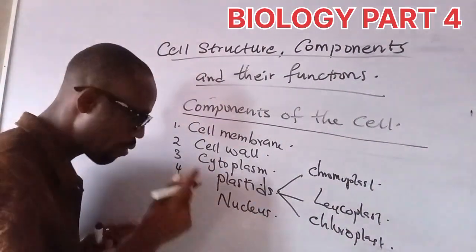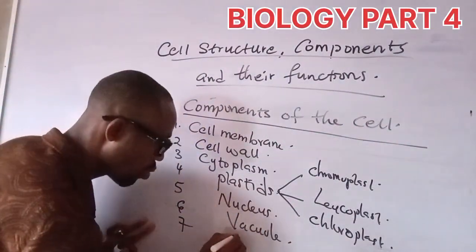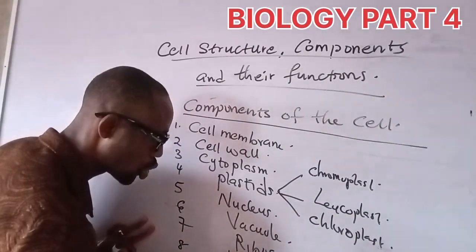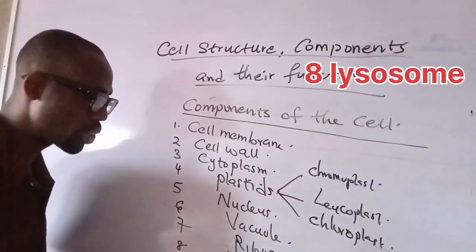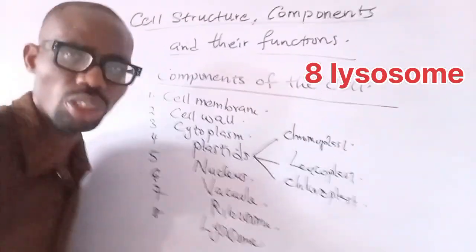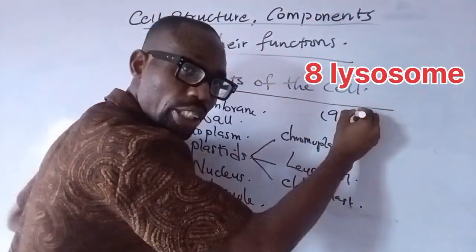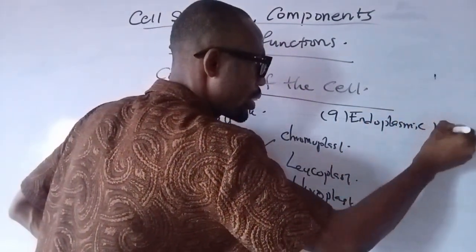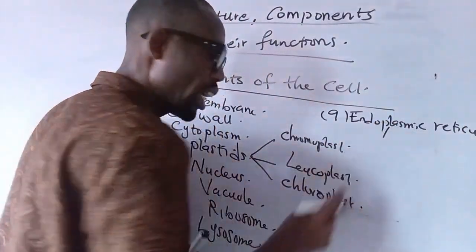Number six, we have the vacuole. Number seven, we have what we call the ribosome. Number eight, we have what we call the lysosome. Number nine, we have the endoplasmic reticulum. I'd like you to know that the endoplasmic reticulum is divided into two.